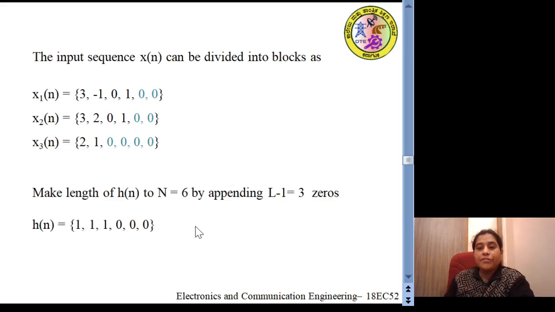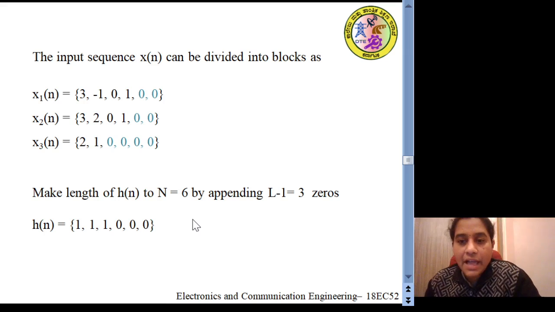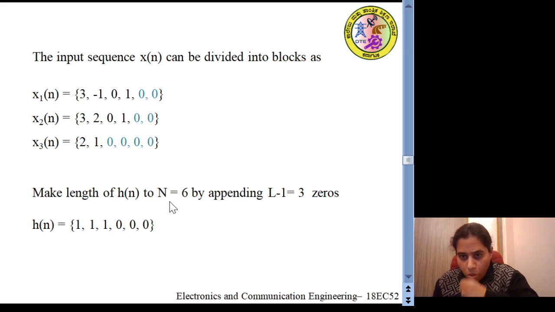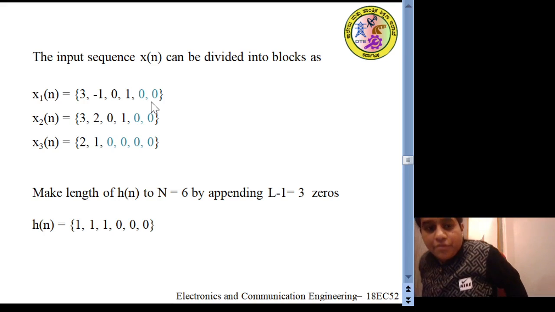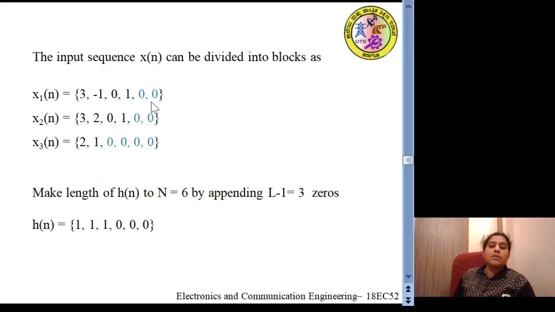Now we have to divide the incoming input sample x of n into a number of blocks such that each block has N samples. N value we are assuming as 6. L value is 4, and M value is 3. So the first 4 samples are appended with M minus 1 zeros, that is 2 zeros, such that the length of the block is 6. So x1 of n is 3, minus 1, 0, 1, 0 and 0.